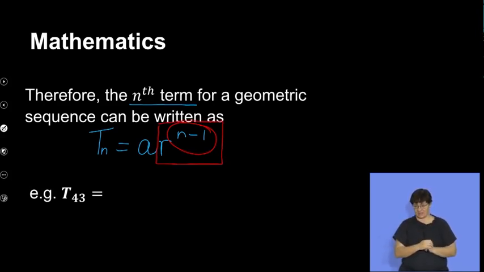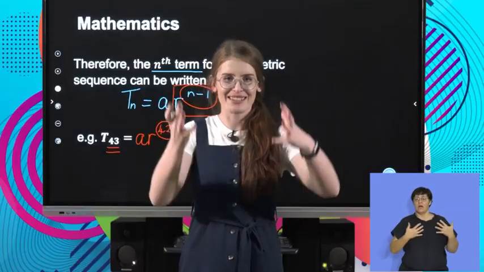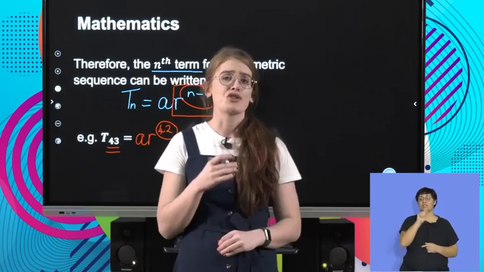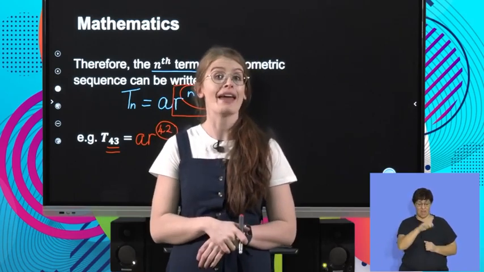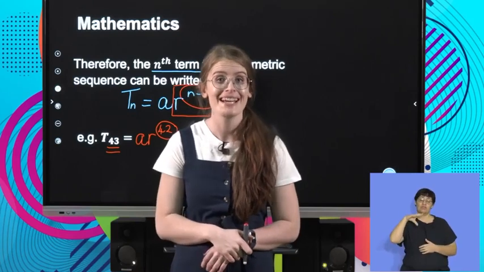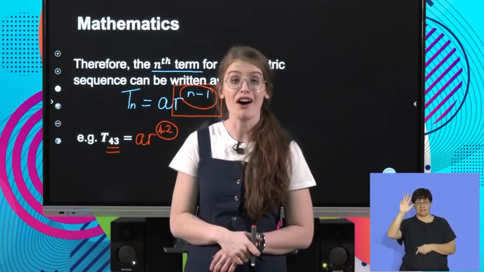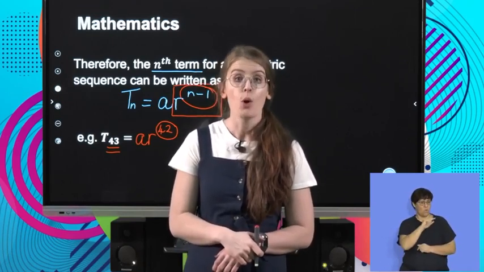So if I wanted to write down T43, I'm going to have A r to the power of 42, because 42 is 1 less than the term number. I'm hoping that you're all with me. Please just take a second to take it all in. If I wanted to write term 100 in terms of A and R for a geometric sequence, T100 would be equal to AR to the power of 99. Why 99?